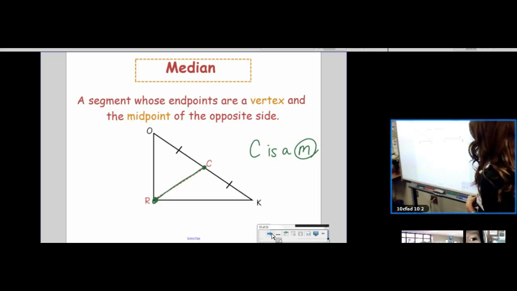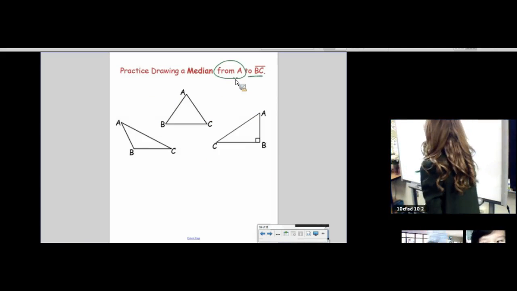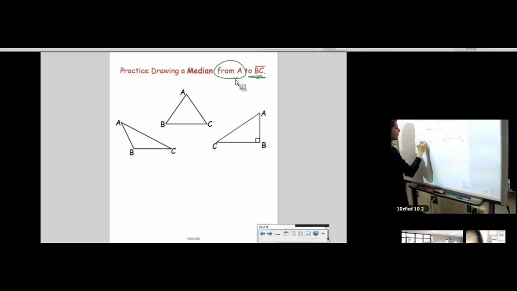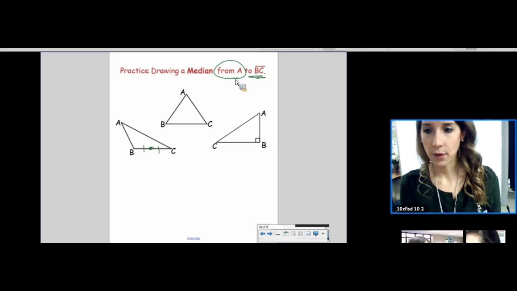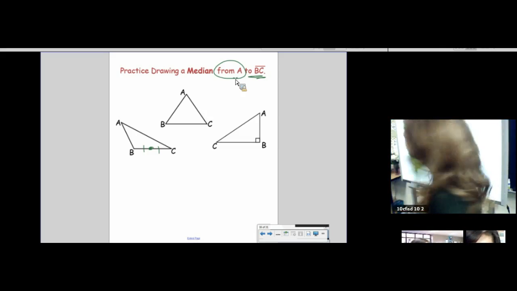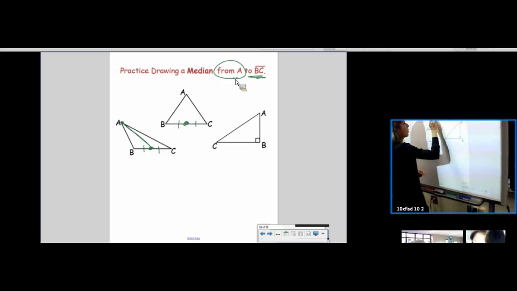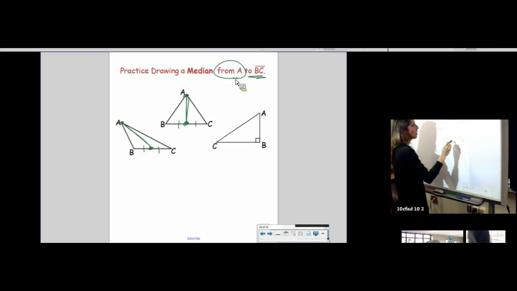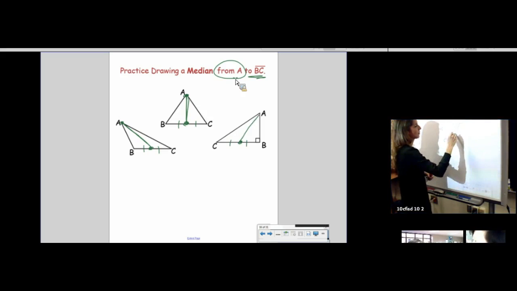I'll show you. All right, let's practice drawing the median from A to BC. Now, first, I would find the midpoint of BC. To draw a median, I would first want to locate the midpoint. Then I would connect A to my midpoint. That's what the median would look like there. Here's my midpoint. That's what the median would look like there. And here's my midpoint. This is what the median would look like here.